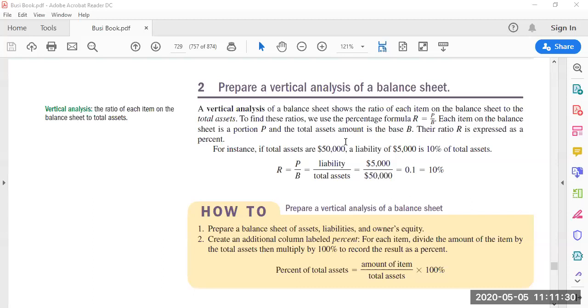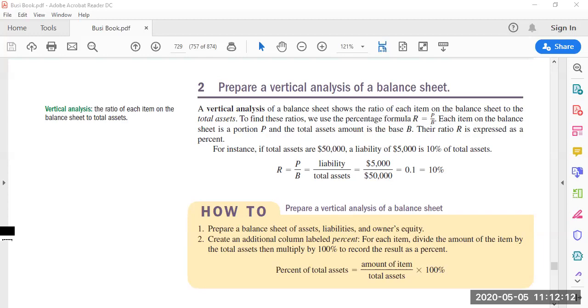To find these ratios, you simply use our percentage method. Do you remember our percentage formula? Where rate is equal to the part divided by the base? Well, in this formula, we can simply see that each item of the balance sheet is a portion, a part, and the total assets is the base. The total is the base. Each individual item is the part of the base. When you take the ratio of those two, that is your R. So here we have our percentage formula showing up once again.